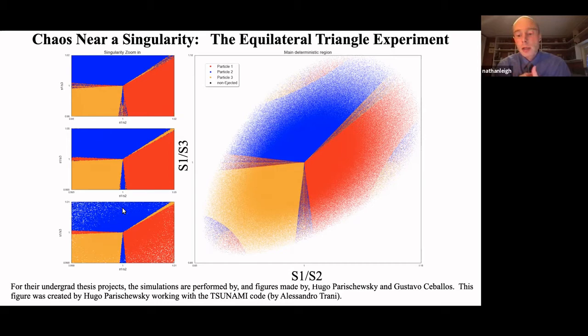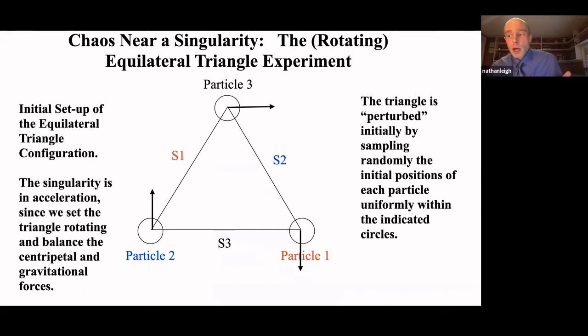So now we can ask, what happens if we set our triangle rotating and balance these centripetal and gravitational forces? This is the high angular momentum equivalent of the previous experiment, which was obviously the low angular momentum limit. And the singularity in this case is now only in time, since it should take an infinite amount of time for all three particles to fall in for a perfect equilateral triangle. So we do the exact same experiment as before, with the only difference now being that each particle has a non-zero initial tangential velocity that was decided to perfectly balance the outward centripetal force with the inward gravitational force.